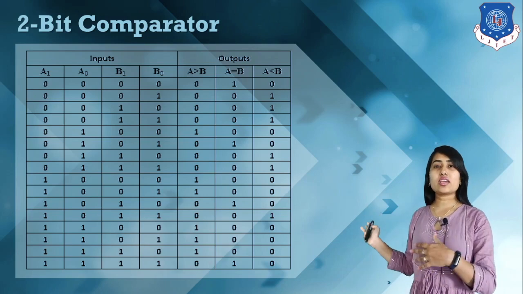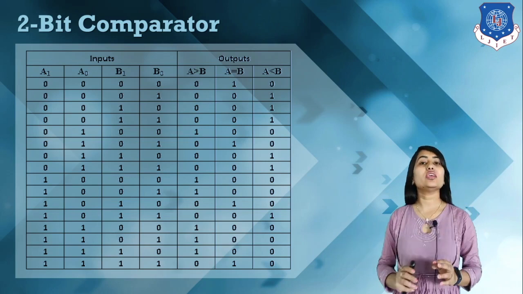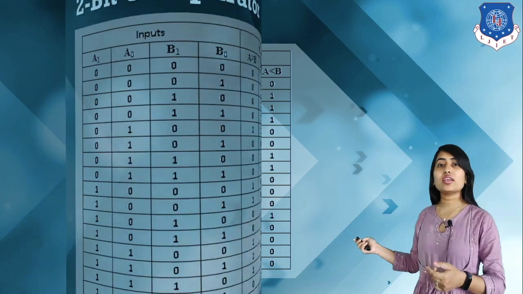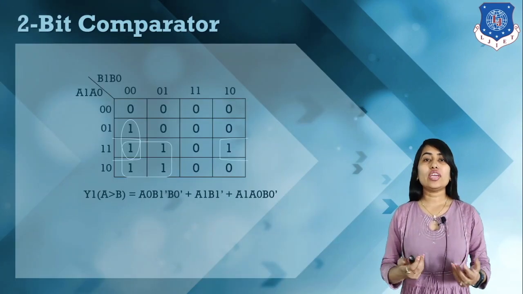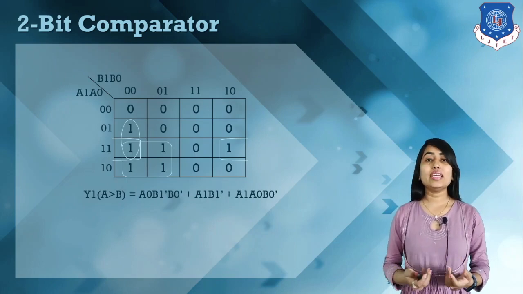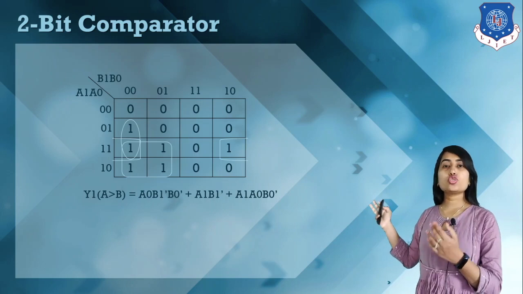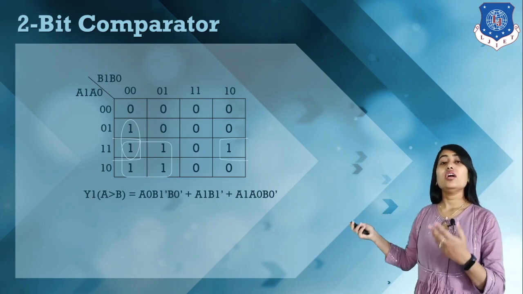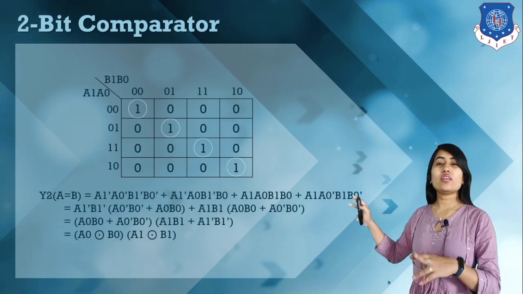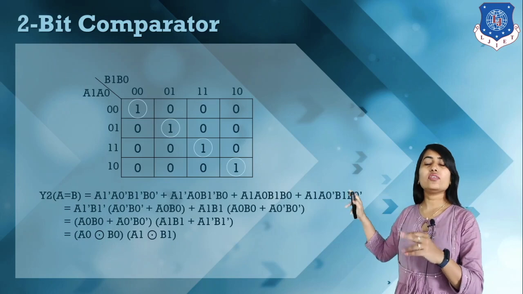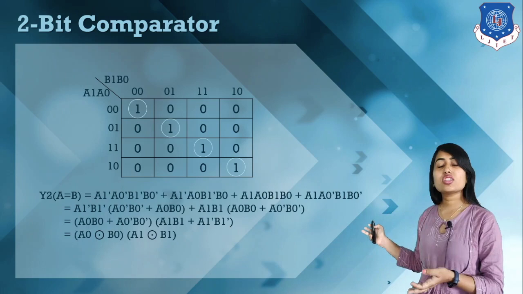Then by making this truth table, calculate the values of y1, y2, y3 by making a K-map. Here we make a K-map like this, and then calculate the equations for A greater than B, A equals B, and A less than B. Here we have these equations for y1. Then we have this K-map for y2. In y2 we have no grouping, so we make groups of 1, and then we write the equation, and it is simplified like this.